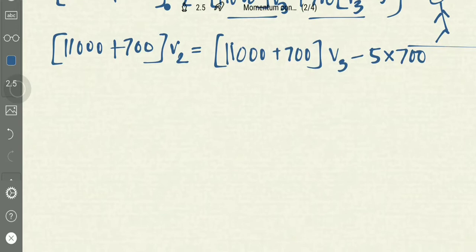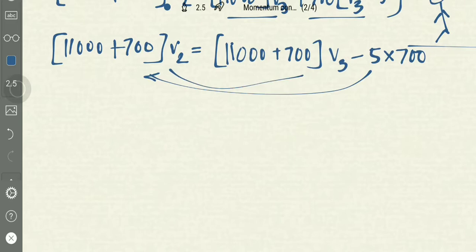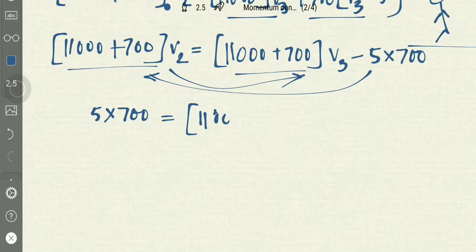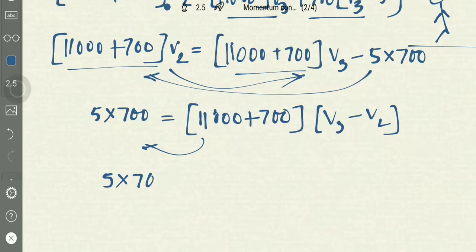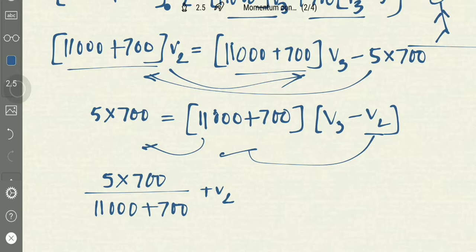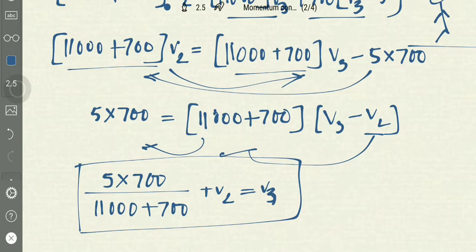And from this, if you send it to here and this to here, 5 into 700 is equal to, these two are the same, and we can take a common. 11,000 plus 700 into V3 minus V2. Again sending this to this side, 5 into 700 divided by 11,000 plus 700, and sending this also to this side, plus V2 gives V3. This is V3. So we know V2, right?